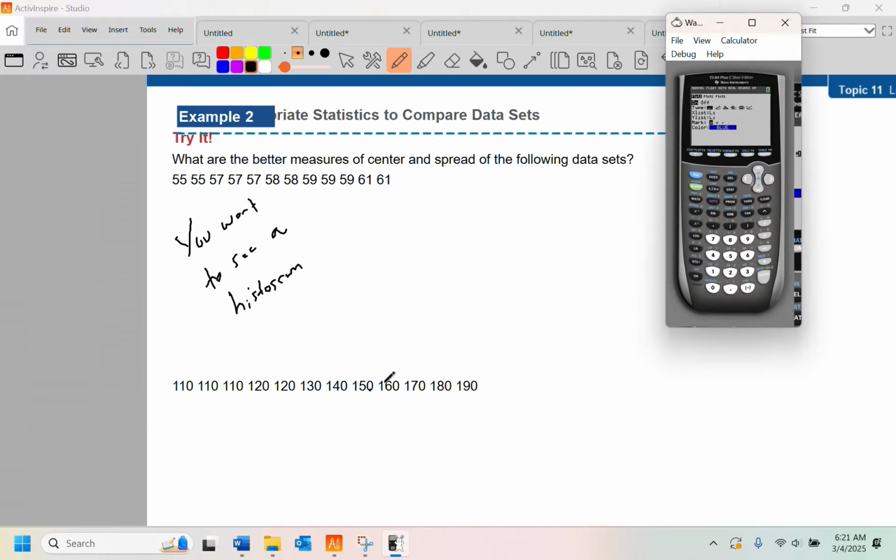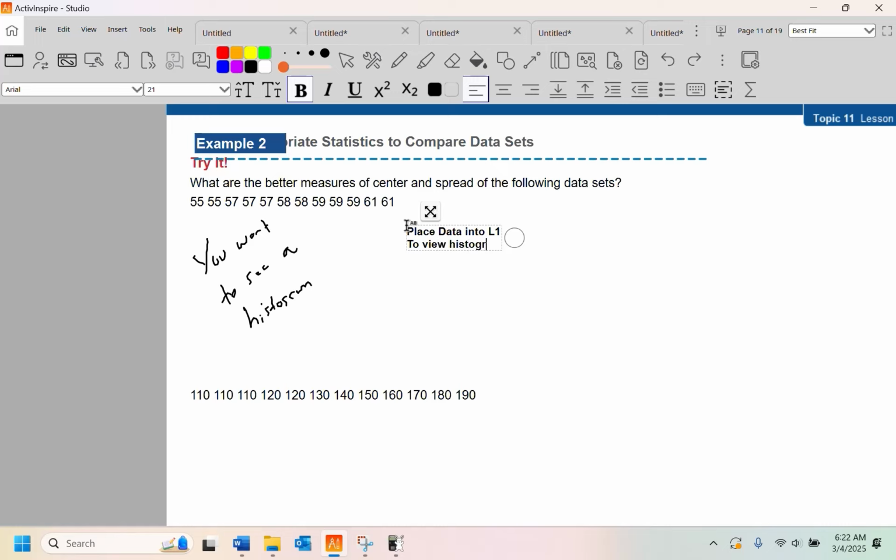All right, so let's write out what I've done so far. To view the histogram, you go to second y equal, which is stat plots. Turn on stat plots. Under type, select the histogram. And it doesn't say histogram. You have to know what a histogram looks like.